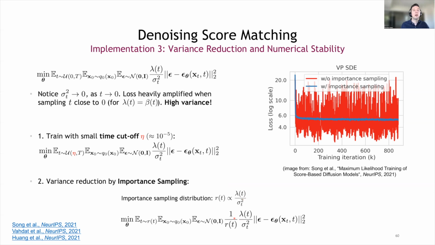And then we weigh down the contribution of those to the overall loss with 1 over R of t, the importance sampling distribution. I don't want to go into too much detail, but this is a technique we see in several papers. So here's a visualization of what happens. This is now the loss value. The red is the loss value without importance sampling here. So if I sample a t close to 0, then I have these heavily amplified loss values. But with importance sampling, the blue line, the variance is significantly reduced.